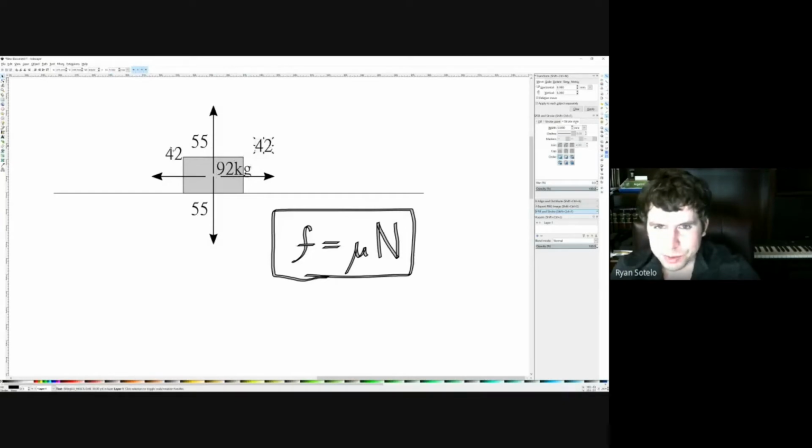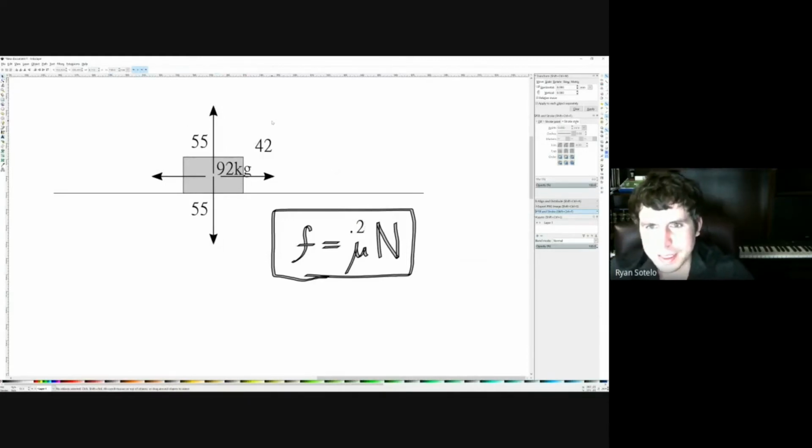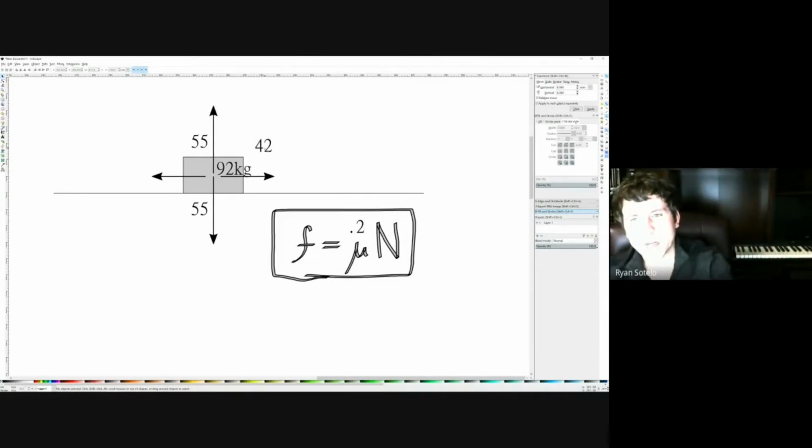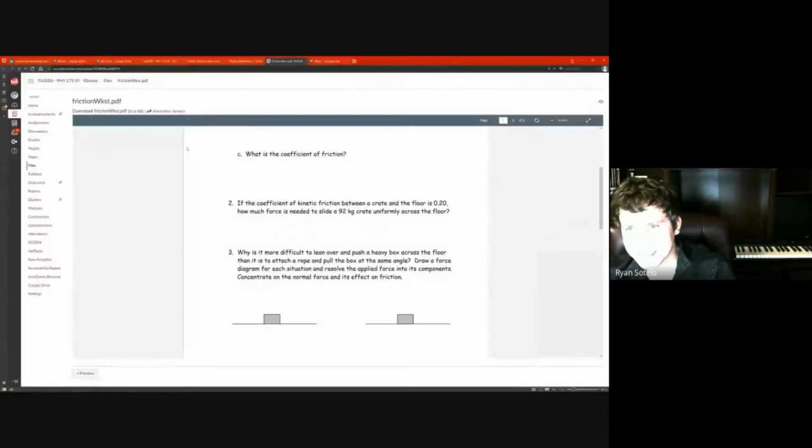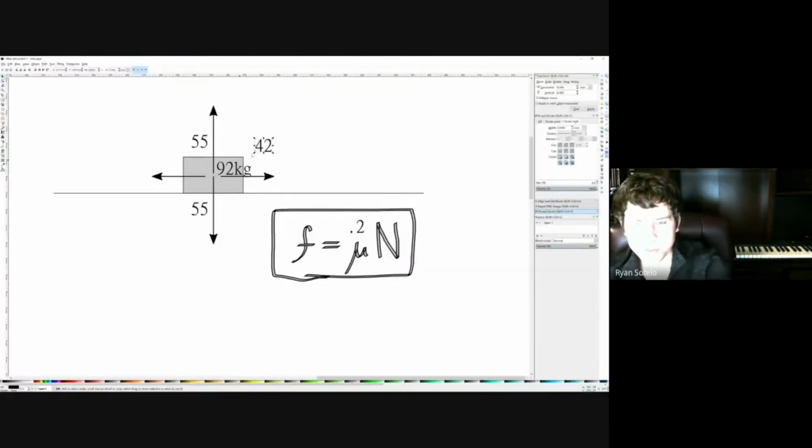I should have labeled my newtons before. We know mu is 0.2. Oh, 0.2, 20%. And I think that's it. They just want to know, is that it? Let me check. Yeah, so they want to know how much force will keep it going uniformly.